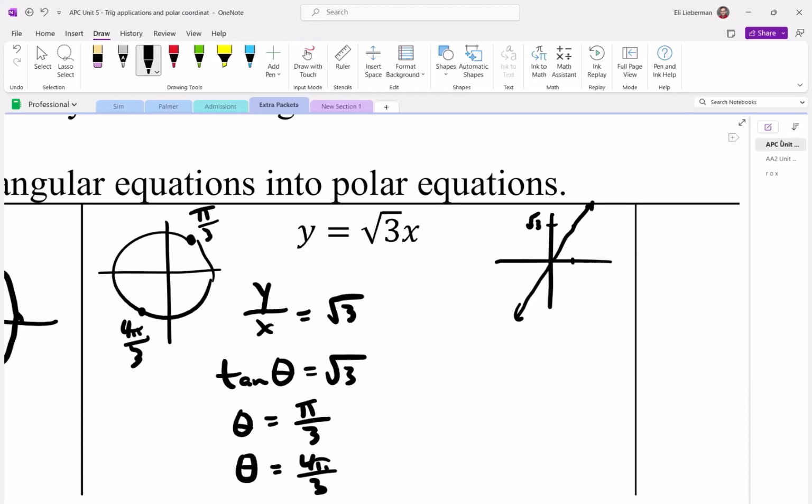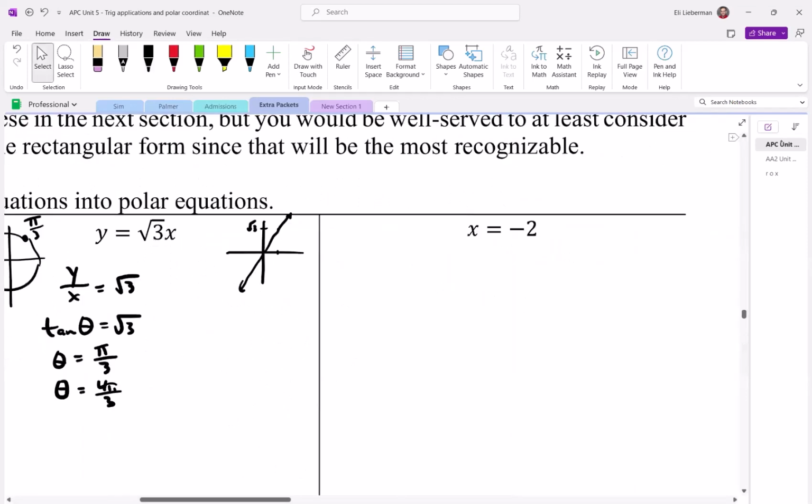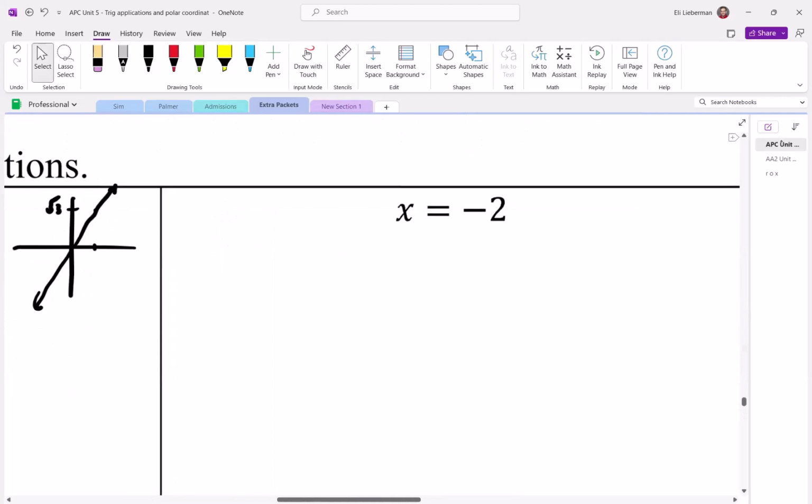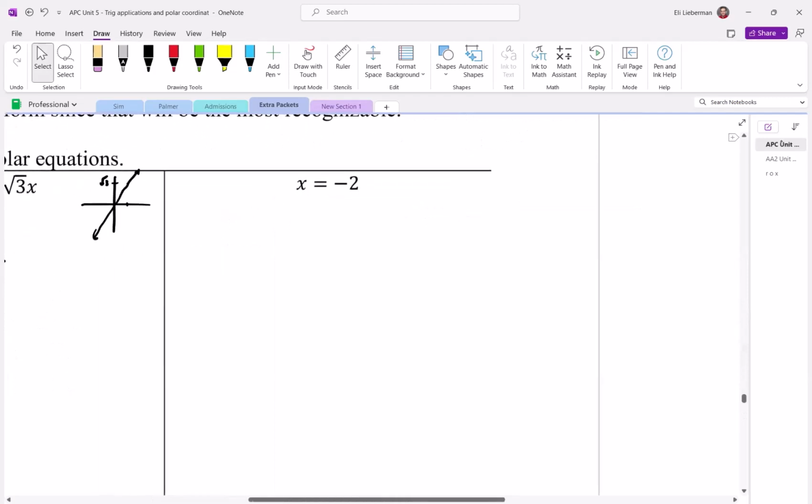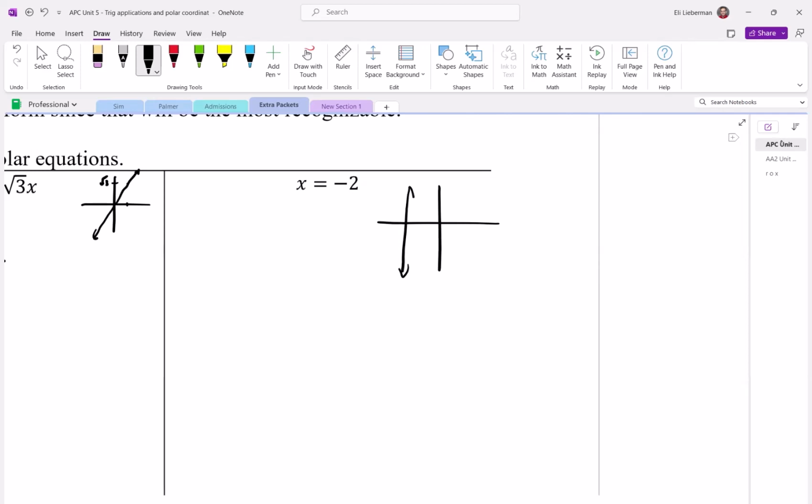Okay, next. x equals -2. I'm going to graph this once again. x equals -2 is what kind of a line? Don't say straight. It is vertical. It's passing through the x-axis at -2. But again, that's not the point of this exercise. We're converting from rectangular to polar. And we remember that x equals r cosine theta. So I'm just going to replace that with r cosine theta equals -2.